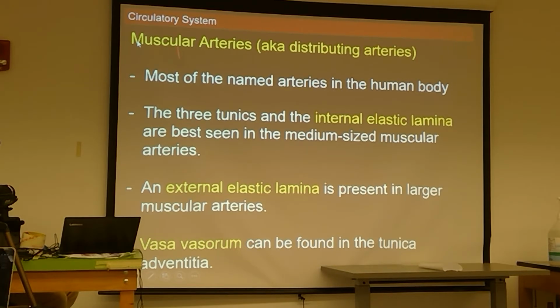So next step is the muscular arteries. These are also called distributing arteries. These are the ones where you can actually see the whole lumen on the slide. They still have that internal elastic lamina, which you can see very well with the elastic stain. It has that external elastic lamina, right, which is present in the larger muscular arteries, and they still have a vasa vasorum. It's not as common as the elastic arteries have, but you may see some here and there.